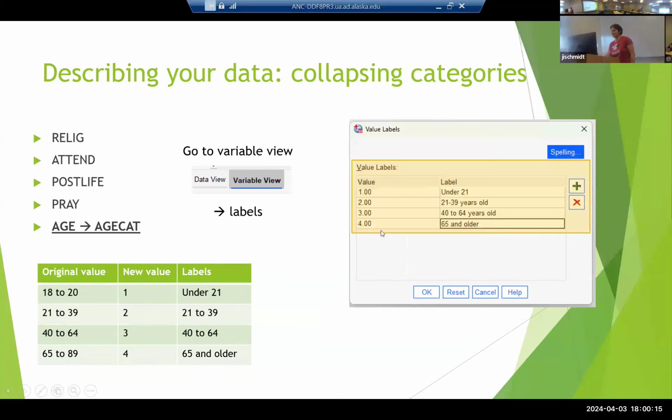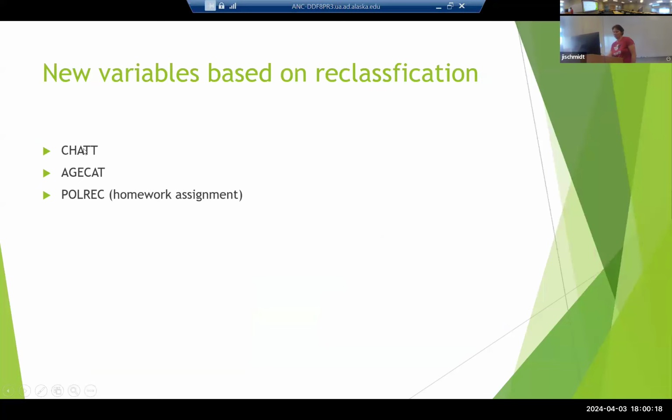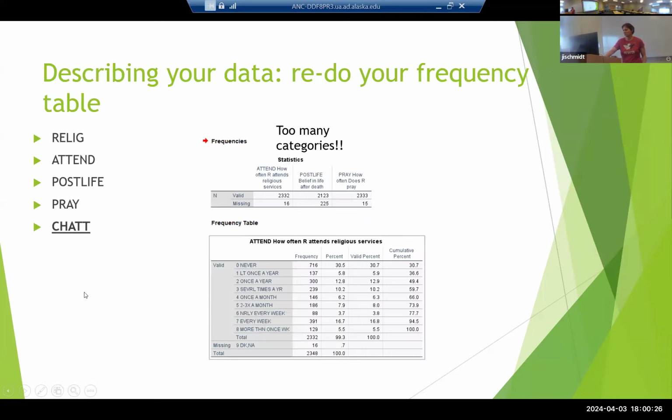So like I said, I have a new database for you online where we make these other recodes. That might be a homework assignment for you to do. I'm not sure, I changed up the homework assignments, but yeah. And then you can redo your frequency distribution and you'll see that you have a lot fewer categories. Okay.